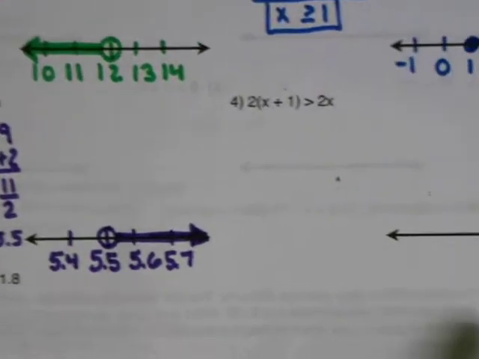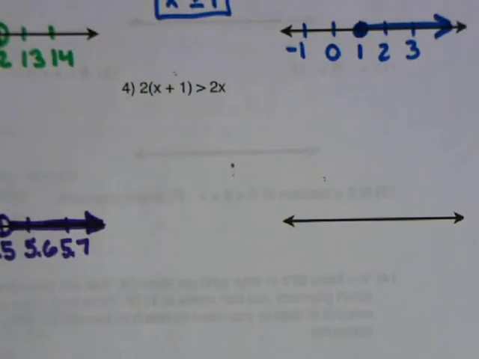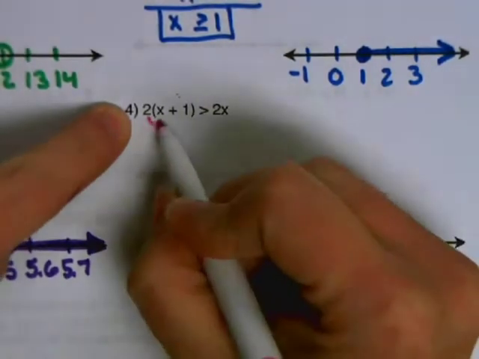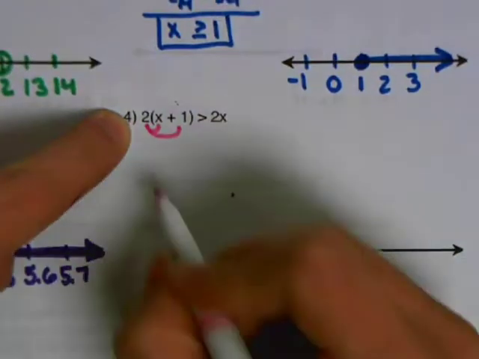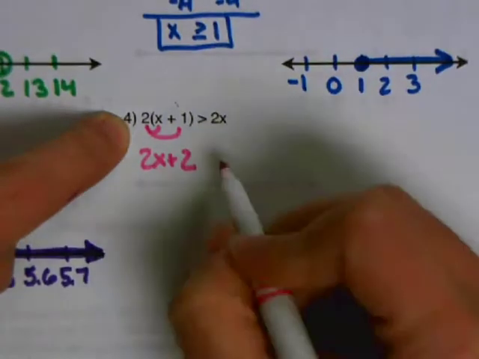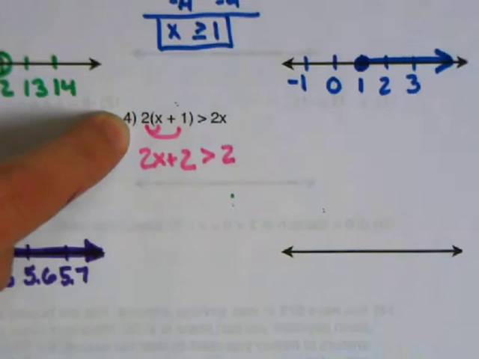Let's try number 4. Again, another equation or inequality where we have to simplify this first. We've got 2 parentheses x plus 1. Let's do the distributive property. It's going to be 2x plus 2 this time is greater than 2. I think we just have 2.